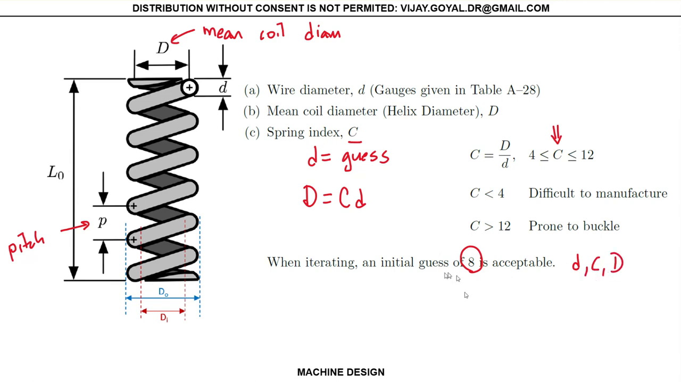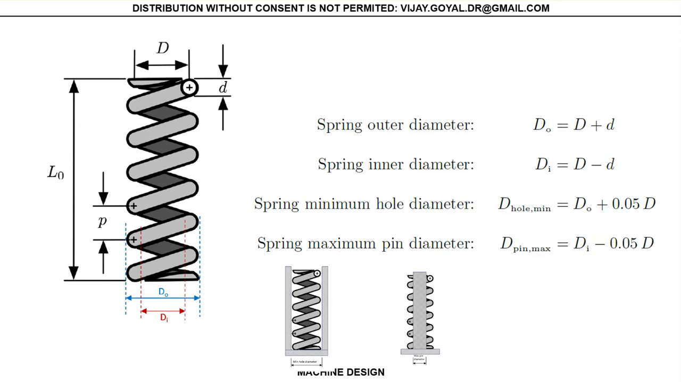Either dimensions. So a typical range, I told you your C is typically the extreme value is 4 on the lower end and 12 on the upper end. However, typically 6 to 10 are very common values that we like to use when we are designing springs. Okay, there's a handout, by the way. It's posted online, so you can download the handout and follow along as well.